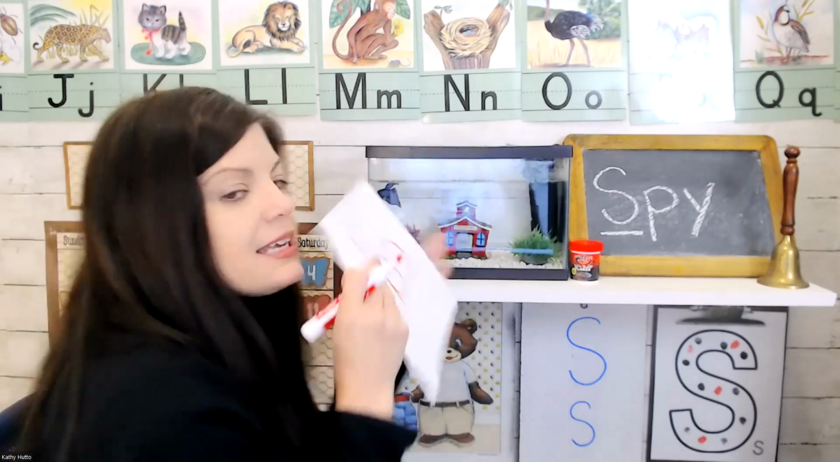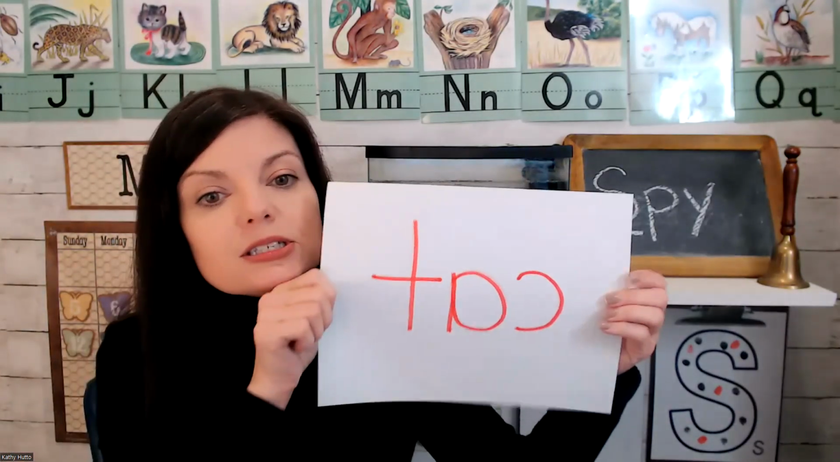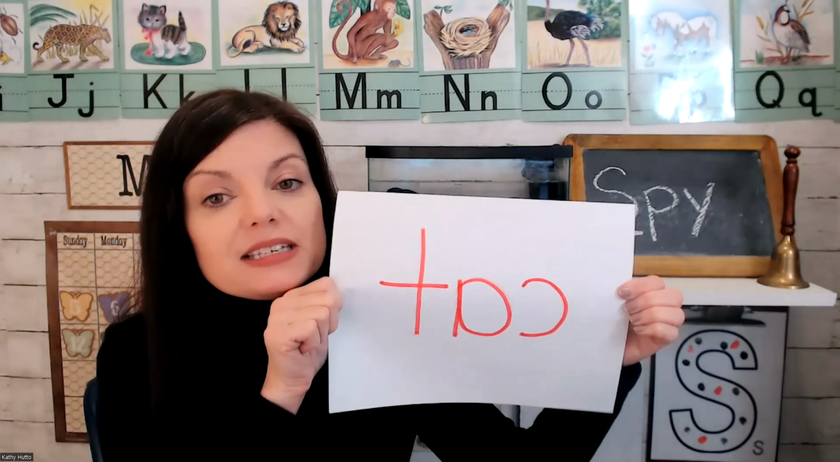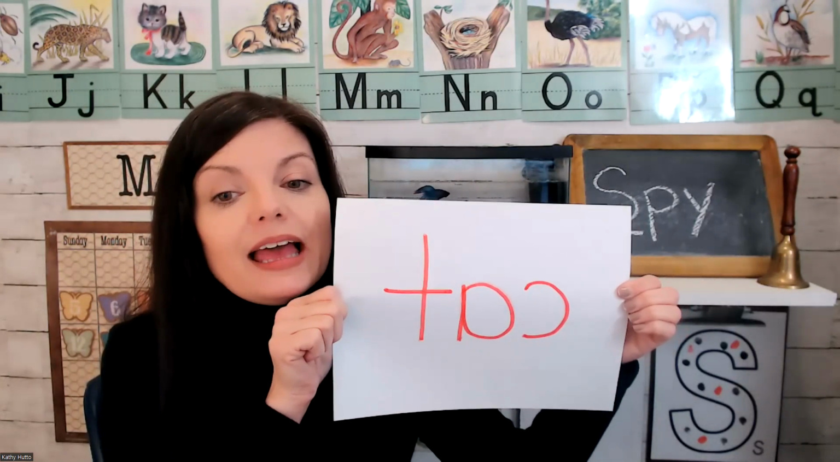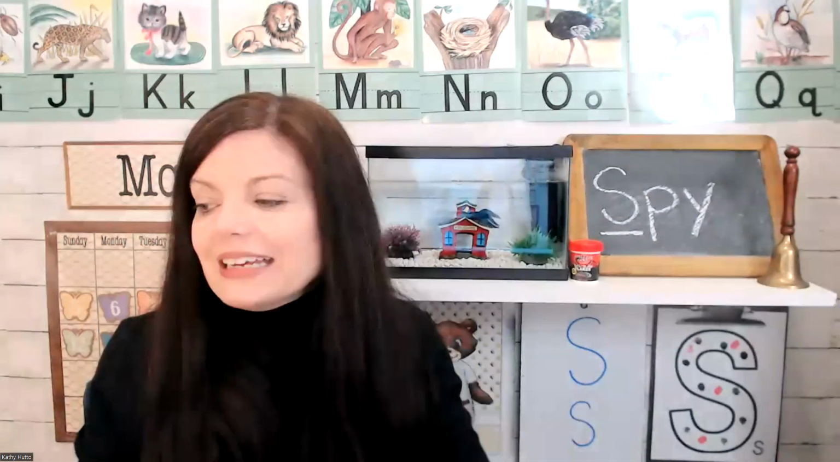So now you have a secret message. It's backwards. To solve the secret message, you have to take this to a bathroom mirror and it's going to flip the message around in the mirror and you'll be able to see it righted.